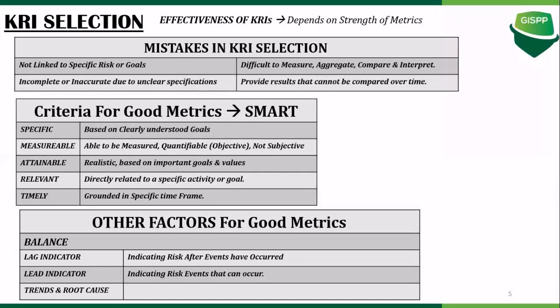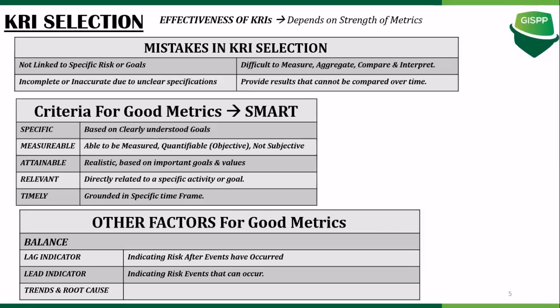Once you have identified what your goal is and you have selected the KRIs that are linked to your goal, the second mistake that is often seen is that the KRIs which are selected are too difficult to measure, aggregate, or compare. Anything that is left to human intervention, to be done manually, there is a strong likelihood that this manual process would get laxed after a certain point in time.